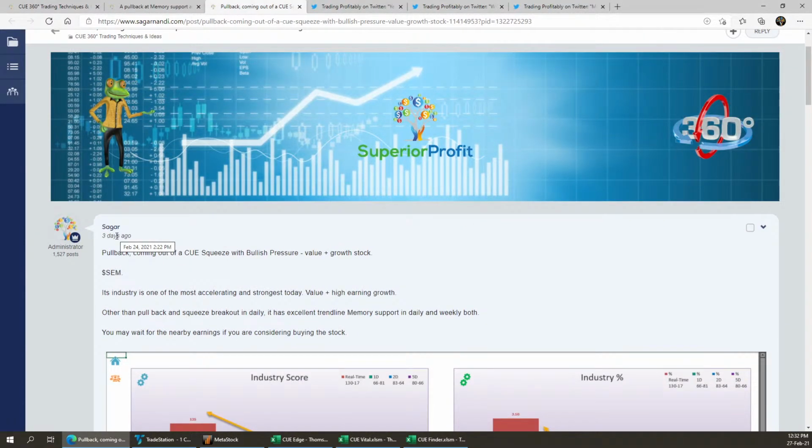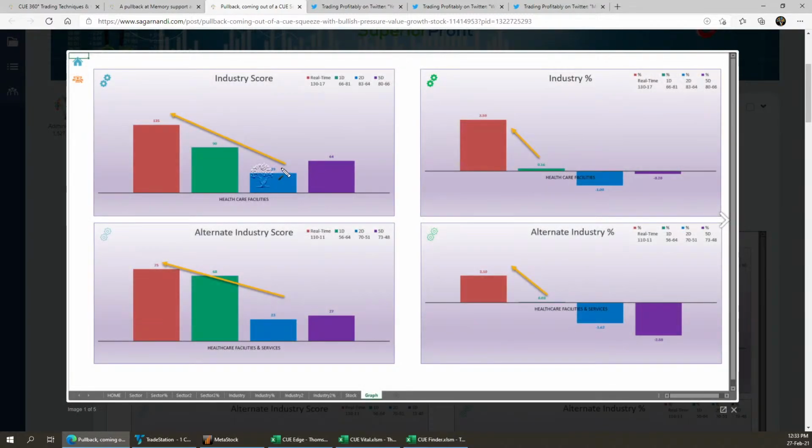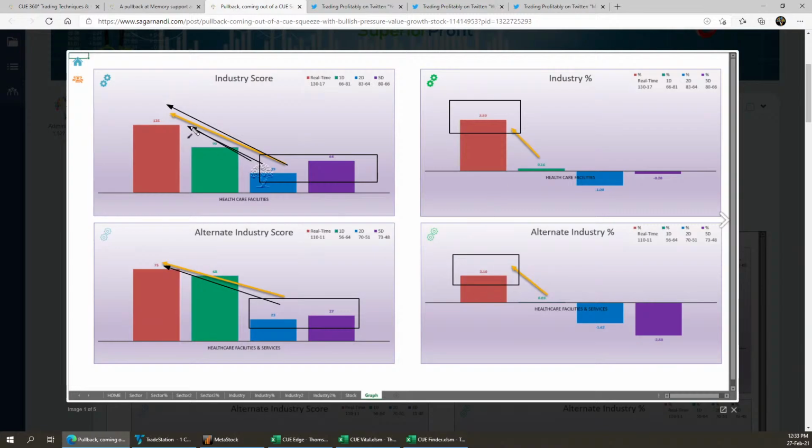This is what I shared 3 days ago on SEM. Again, it was a value plus growth stock, but let's look at the complete snapshots that I shared. Healthcare facilities industry and alternative industry healthcare facilities and services both were going up. It was much weaker earlier, then it was starting to go up. And when I shared it, it was up by a huge percentage. The score was going up relative to other industries. Score percentage wise, it had a huge up move on that day.